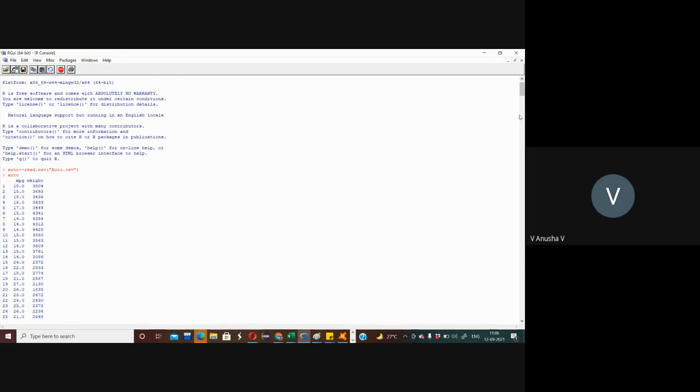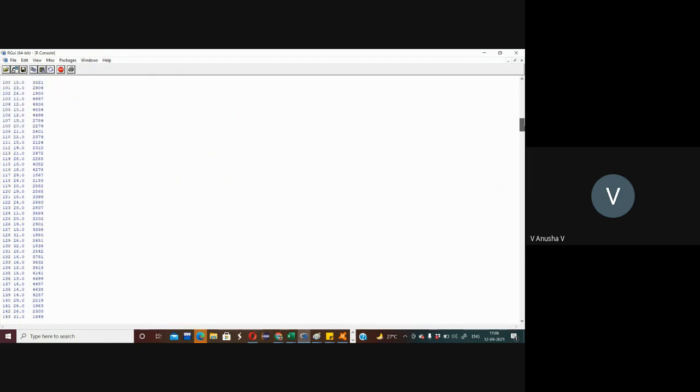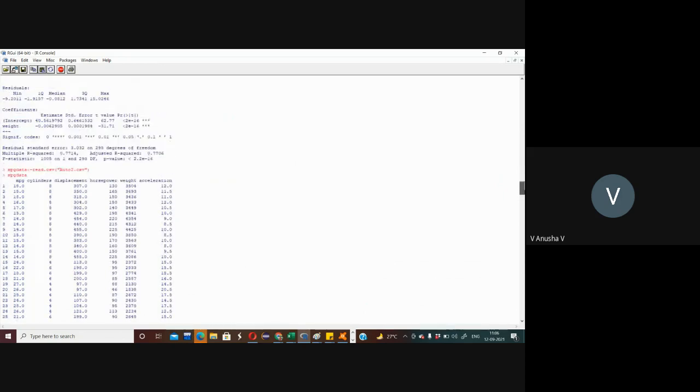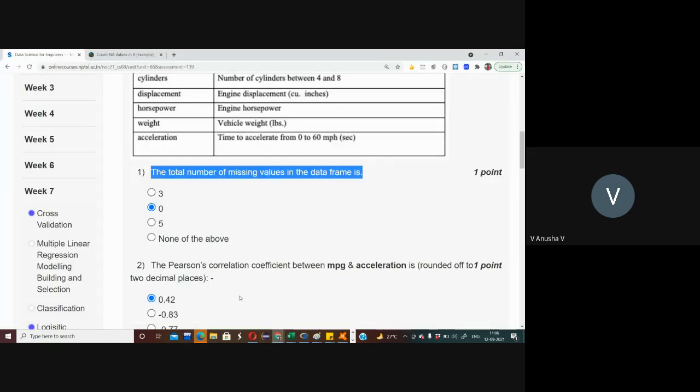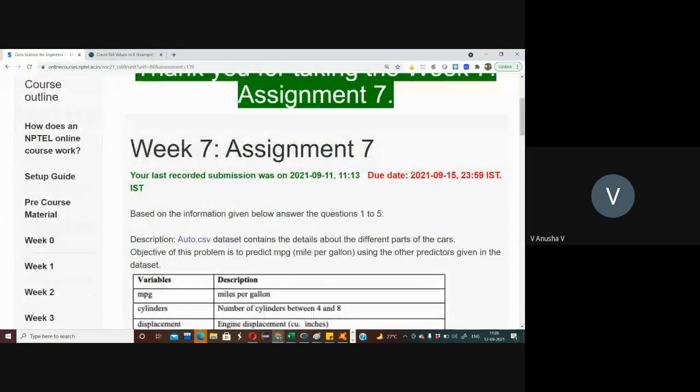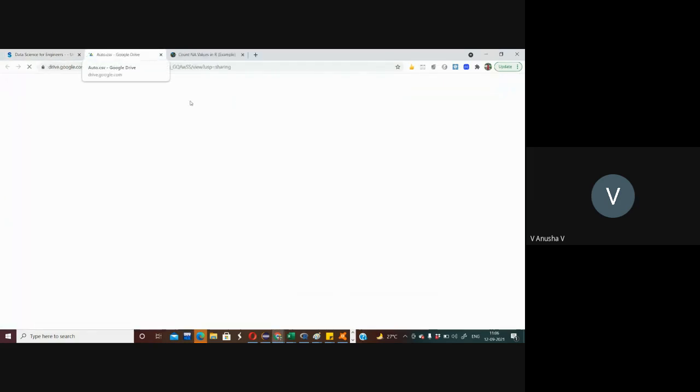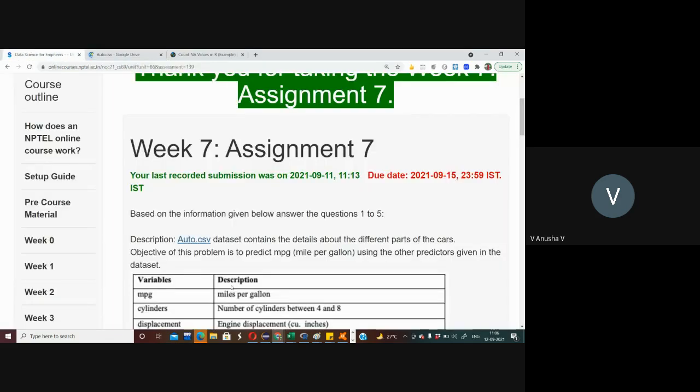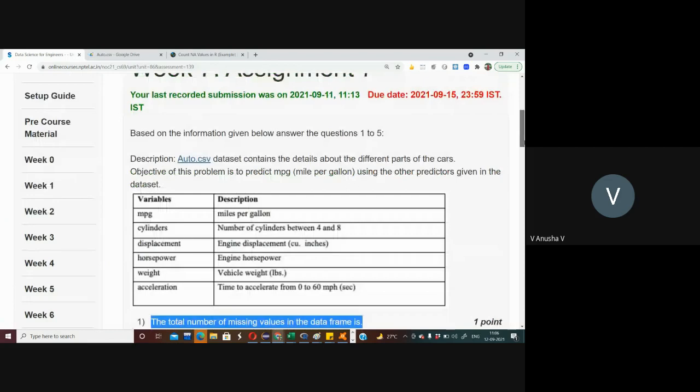So this is not my data set. So this is the data set. Let us check what the data is. It's auto 2.csv. Actually, I have 2 auto.csv files, so I renamed it to auto 2.csv. If you just check this one, it has all the different columns like mpg, acceleration, cylinders, displacement, horsepower, weight and acceleration.